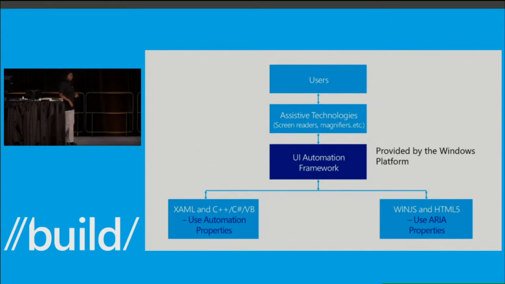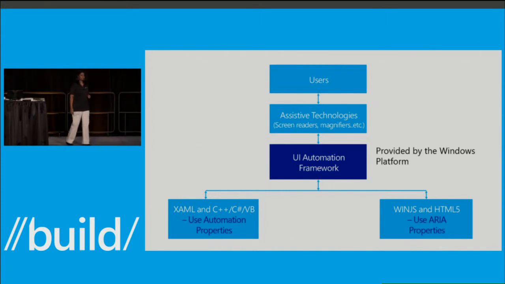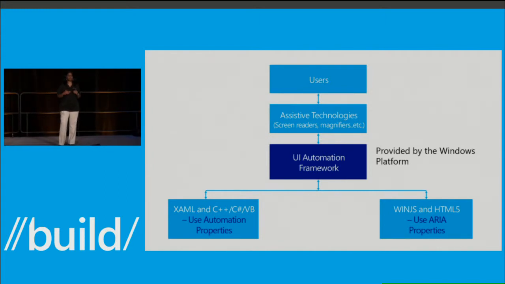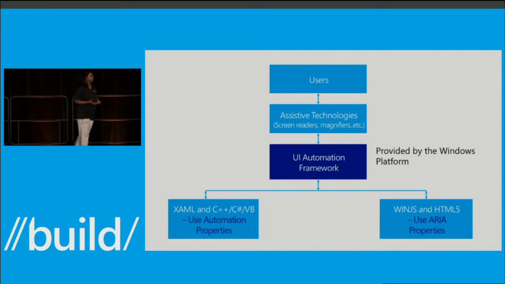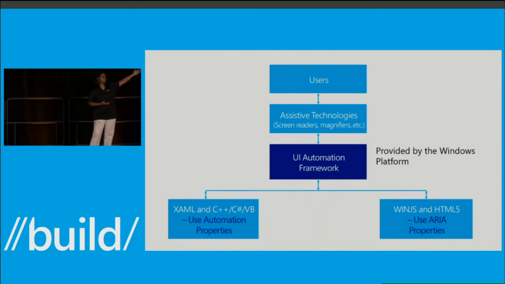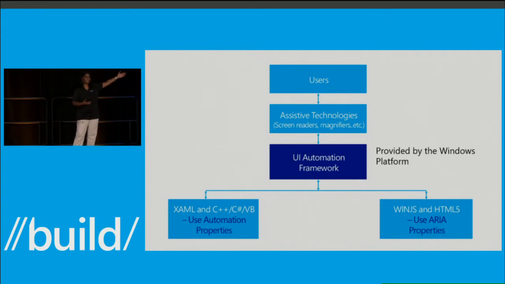I'd like to introduce to you UI Automation Framework. It's a framework that's built into Windows. It exposes APIs that your app can use to expose accessibility information to assistive technologies like a screen reader or a magnifier or any other such kind of technologies.